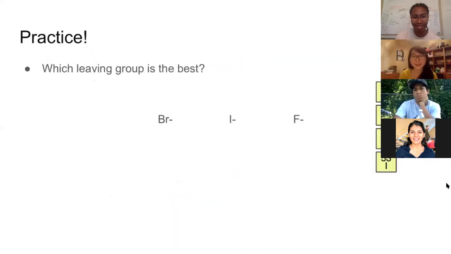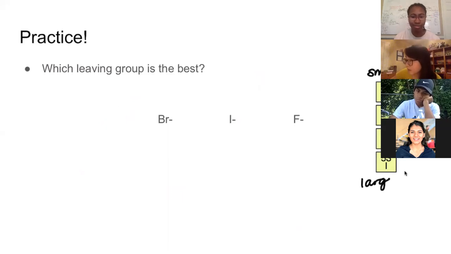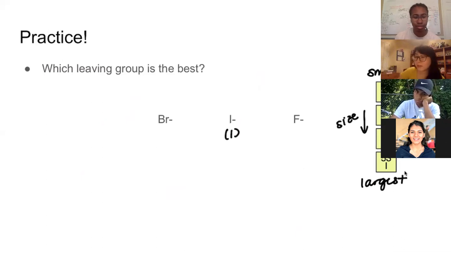So now we're going to do a lot of practice, our favorite thing. We want you to figure out which leaving group is the best. In this case, we're now working with halogens. And if you remember what Sydney said, the larger atoms are going to be the better leaving groups because they're more polarizable. So this goes smallest to largest. Remember, size is going to increase as you go down. And so the largest guy here, you're going to see him at the bottom. Of course, it's going to be iodine, iodine ion.